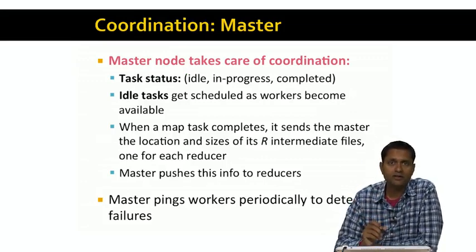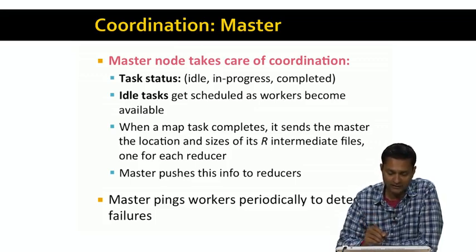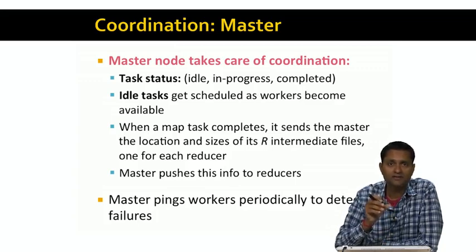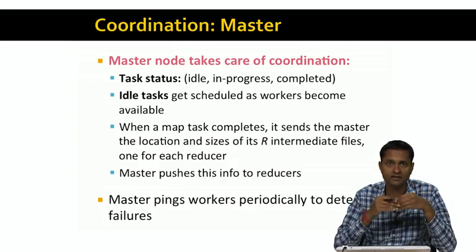Now, the master node takes care of all the coordination aspects of a MapReduce job. The master node associates a task status with each task. A task is either a map task or a reduce task, and each task has a status flag, which can be idle, in progress, or completed. The master schedules idle tasks whenever workers become available. Whenever there is a free node available for scheduling tasks, the master goes through its queue of idle tasks and schedules an idle task on that worker.